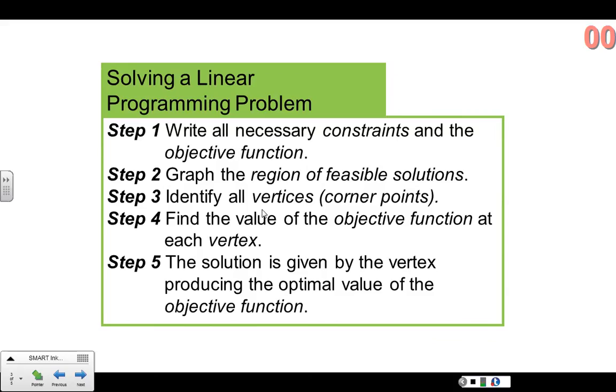Solving a linear programming problem. Write all necessary constraints and the objective function. Graph the region of feasible solutions. That's going to be graphing the system of linear inequalities. Identify all the vertices, or your corner points, of the region of your linear inequalities. Find the value of the objective function at each vertex. The solution is given by the vertex producing the optimal value of the objective function.